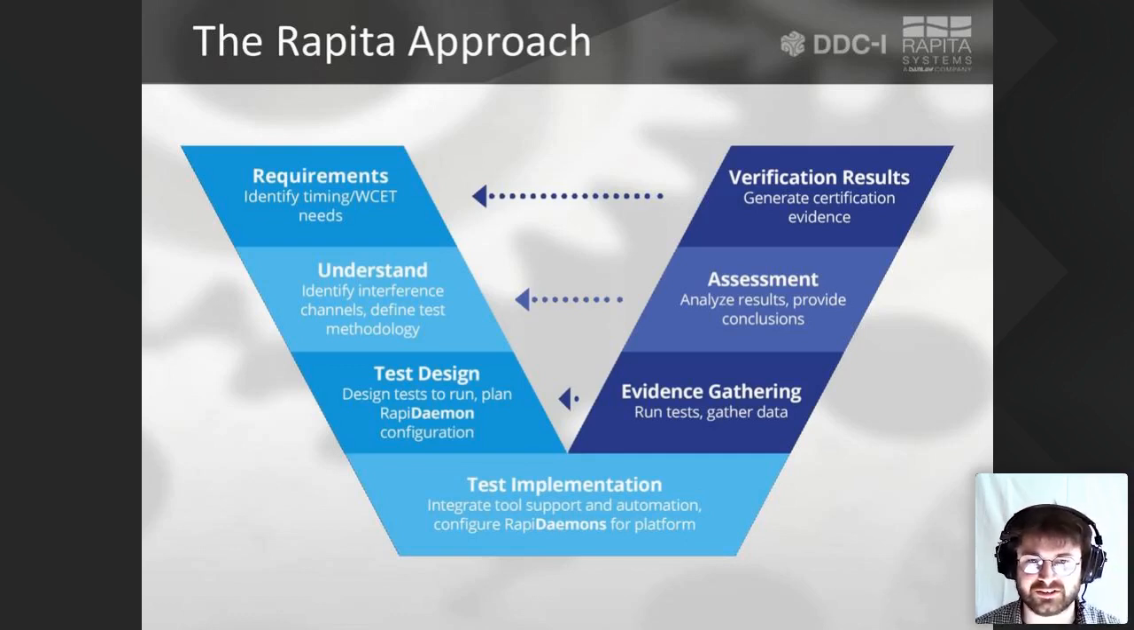I note here that we also have some feedback arrows going from right to left. So with complex multi-core platforms, it is not uncommon to find that some of our results don't match up with remotely what we expected. It could challenge some of the underlying assumptions we've made about our platform. So this may require us to go back and make some tweaks to our tests and some tweaks to our assumptions.